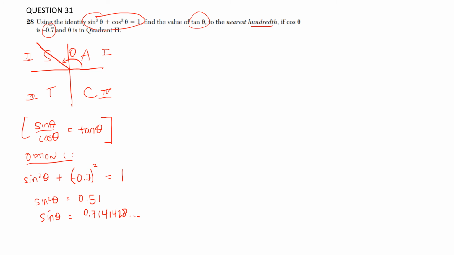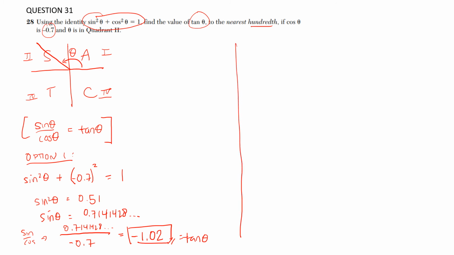Now we have that number, and we have cosine. If we put those together, sine over cosine, we get about 0.7141428, and so on, all divided by the given 0.7. This gives us negative 1.02 for tangent, because this does equal the tangent of theta. That's the correct answer. Now there is a second way to do it as well.